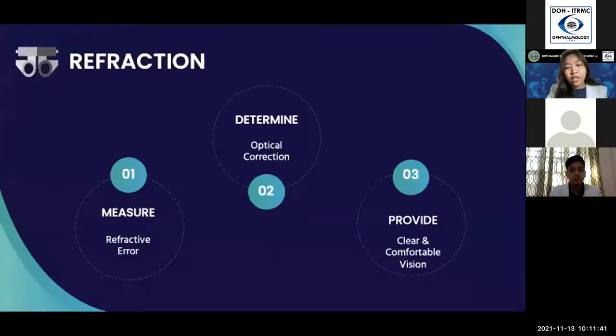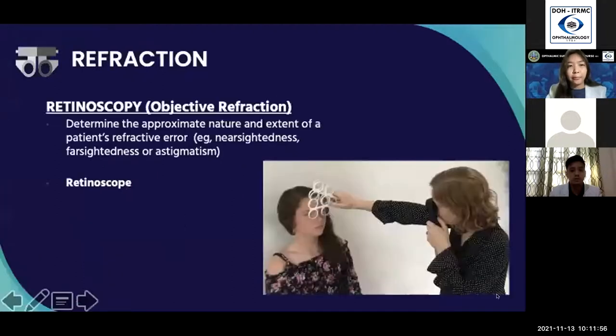So refraction is the process to measure a patient's refractive error, determine the optical correction needed to focus the light rays from the distant and near objects onto the retina, and also to provide the patient with clear and comfortable vision. The first part of refraction is the objective refraction via retinoscopy.